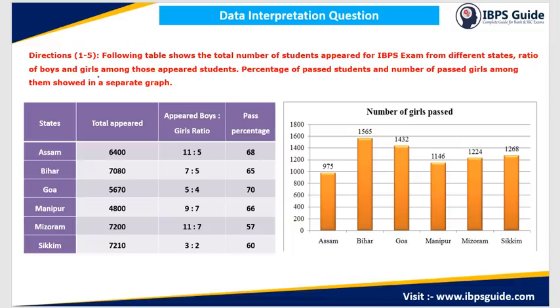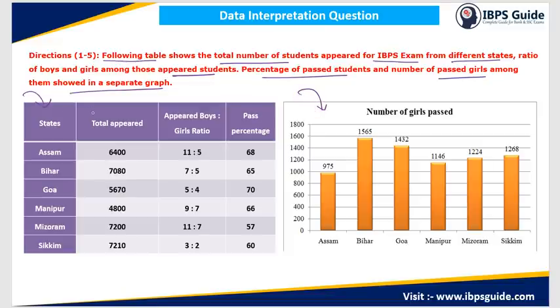So the direction of the question goes like this. Following table shows the total number of students appeared for IBPS exam from different states, ratio of boys and girls among those appeared students, and percentage of passed students and the number of passed girls among them shown in a separate graph. So there are basically two graphs. First one is a tabular graph and the second one is a bar graph.